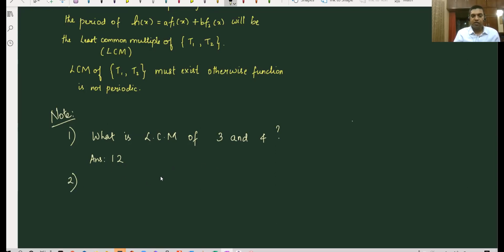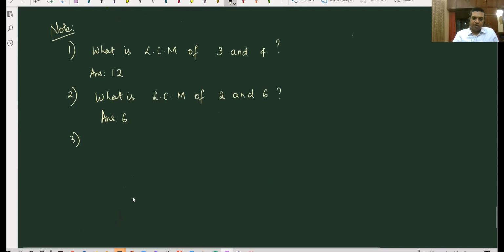Okay. Now, what is the least common multiple of 2 and 6? 6. Okay. Next question. What is the LCM of 2 and pi? Not defined.